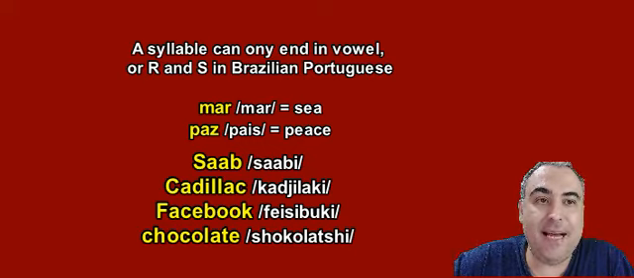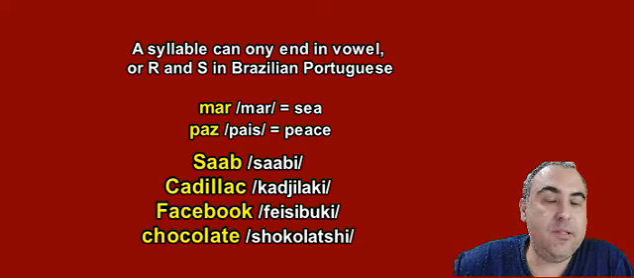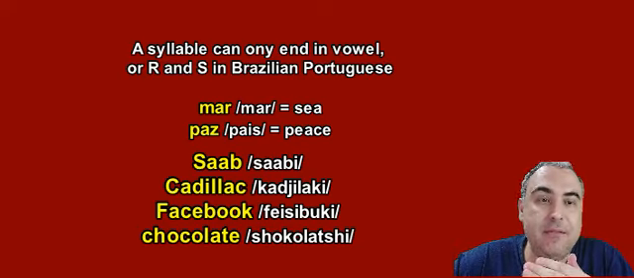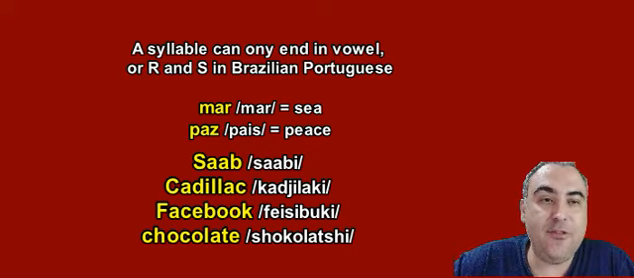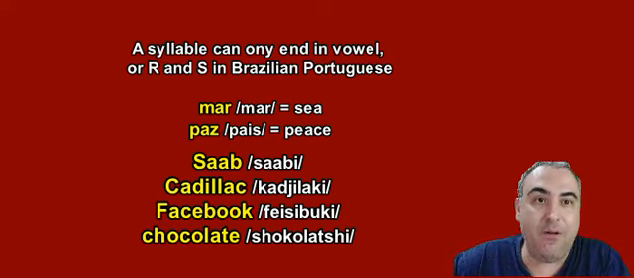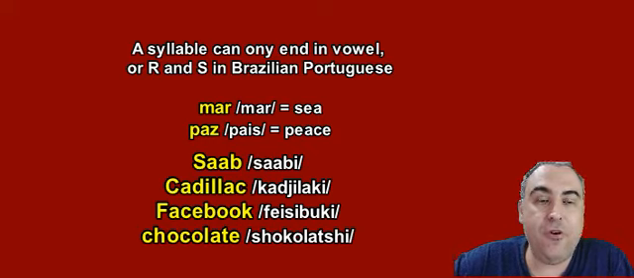Cadillac. Facebook. Okay, a word like chocolate was imported to Portuguese, I don't know how long ago, but we say chocolate. You can't end like a chocolate. This is too hard. Brazilians don't like these hard consonant sounds in the end, so they add a vowel, I, chocolate.